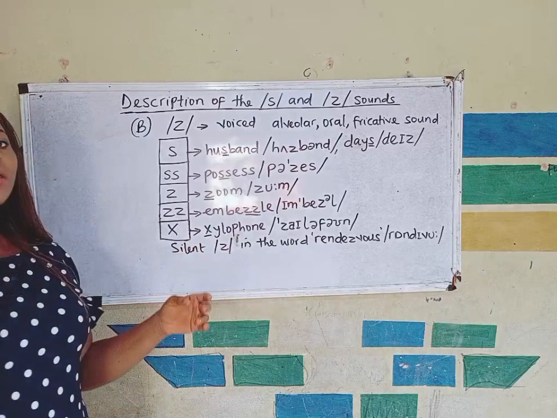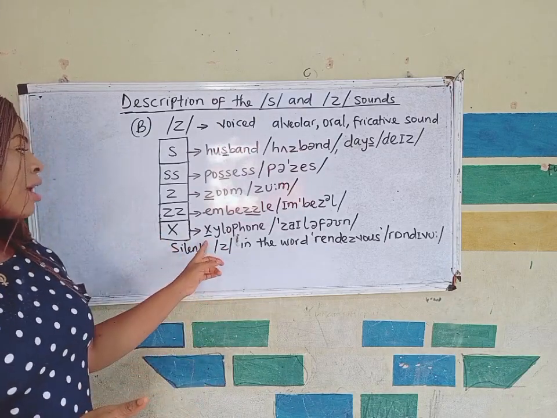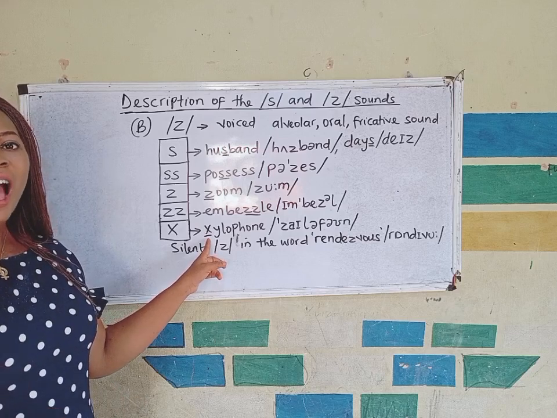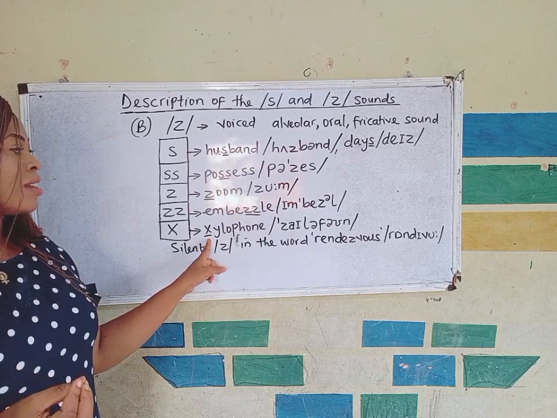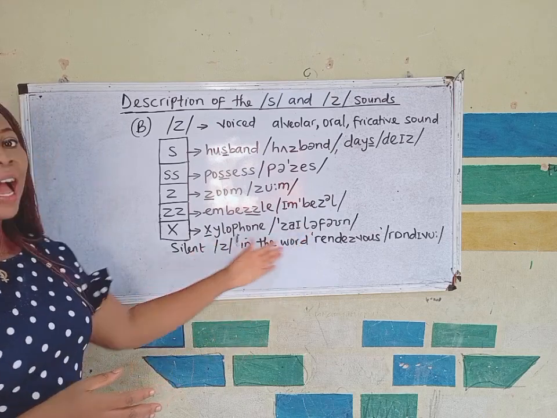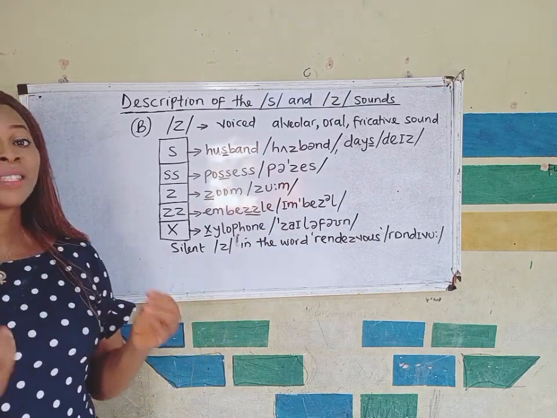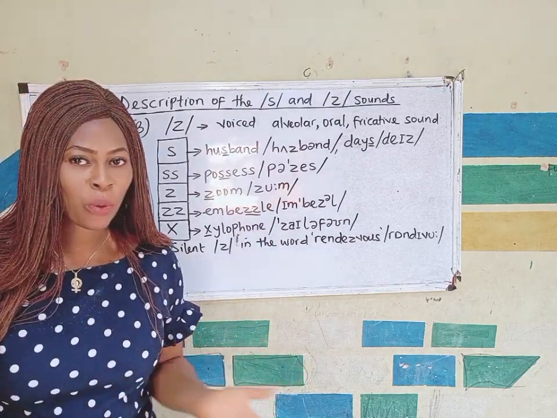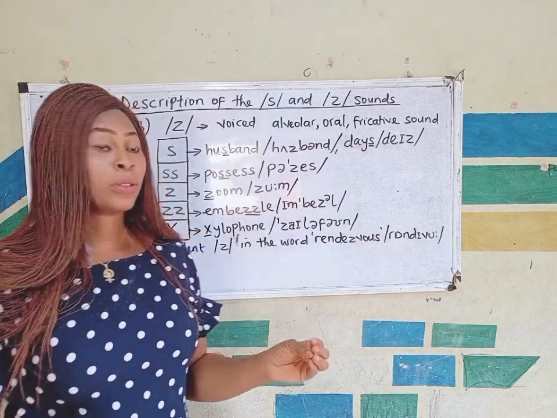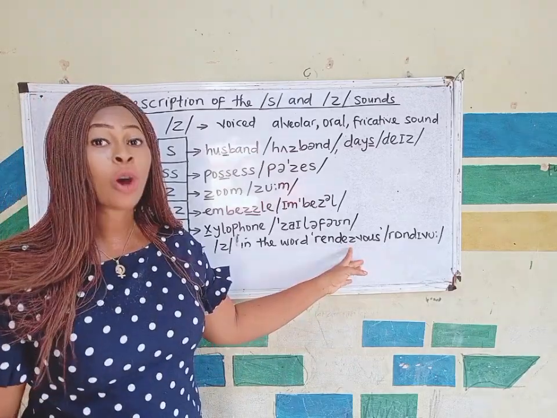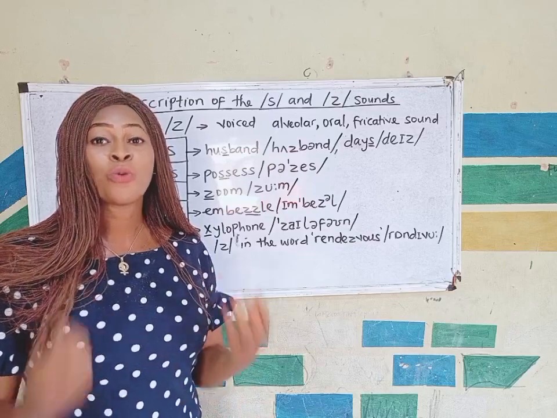And so we move on to the last letter, which is letter X. The letter X here is produced as Z, as in xylophone. Now listen, the letter Z can actually be silent as well in words. For example, we have the word rendezvous. The letter Z is not sounding in this word, and so it is produced as rendezvous.